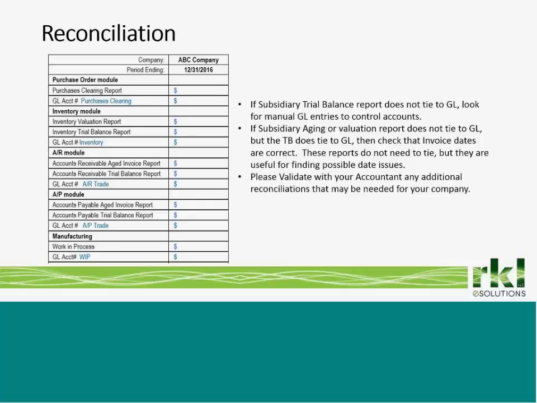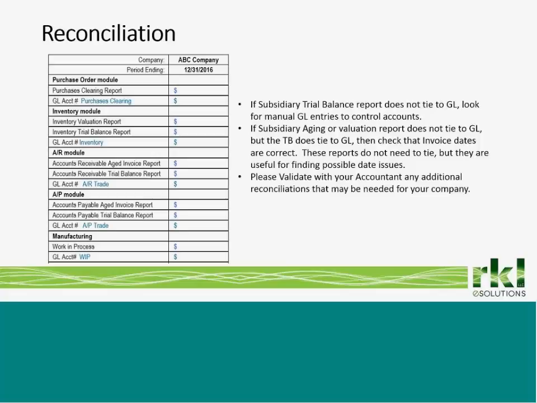The inventory module, AR module, and AP module all have a trial balance report. The trial balance report should always tie to the general ledger because that report uses the posting date. The second report that I usually recommend that you run is in the inventory module, the valuation report, and then for AR and AP, the aging reports. It is possible that those reports may not tie to the general ledger because they are not run based on your posting date. They're based on your invoice date.